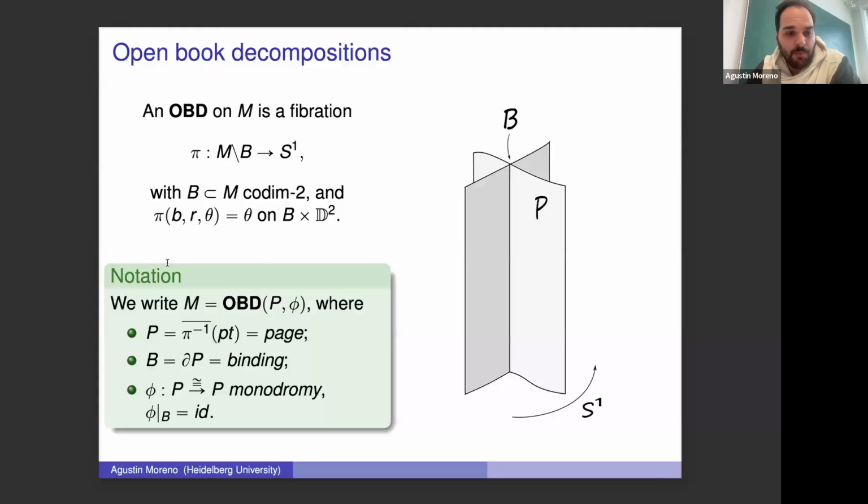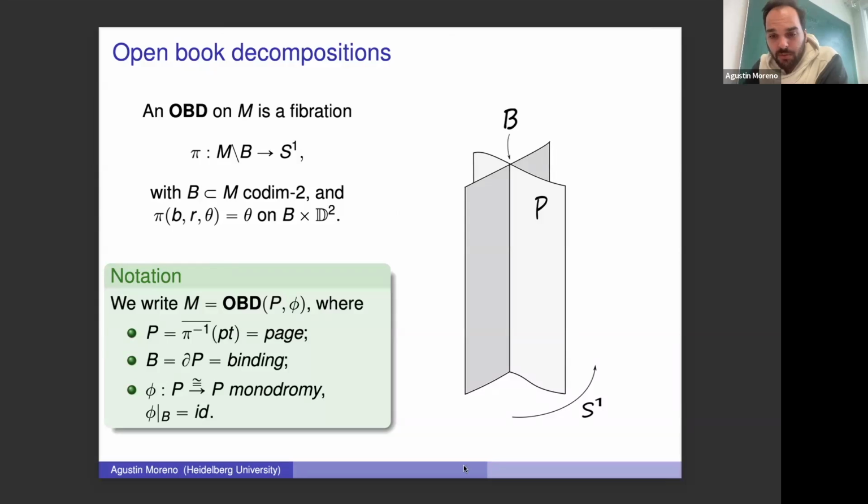Okay? The notation that I will normally use is I will say that the manifold M is the open book decomposition associated to P and phi. So P is the closure of a fiber of this fibration, which is called the page of the open book. B is the boundary of all the pages. In this case, it's called the binding of the open book. And phi is here the monodromy map. So it's a diffeomorphism of the page, which is the identity at the boundary.